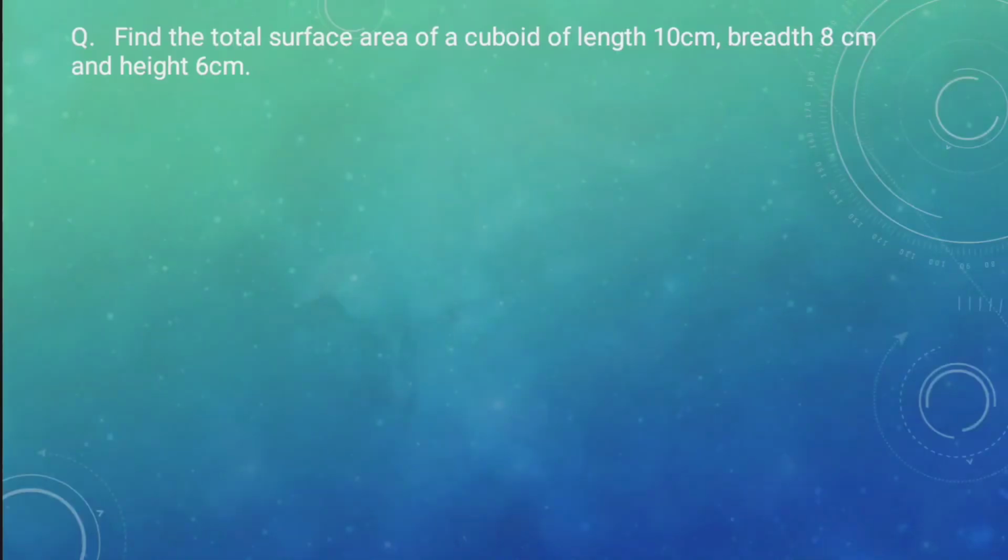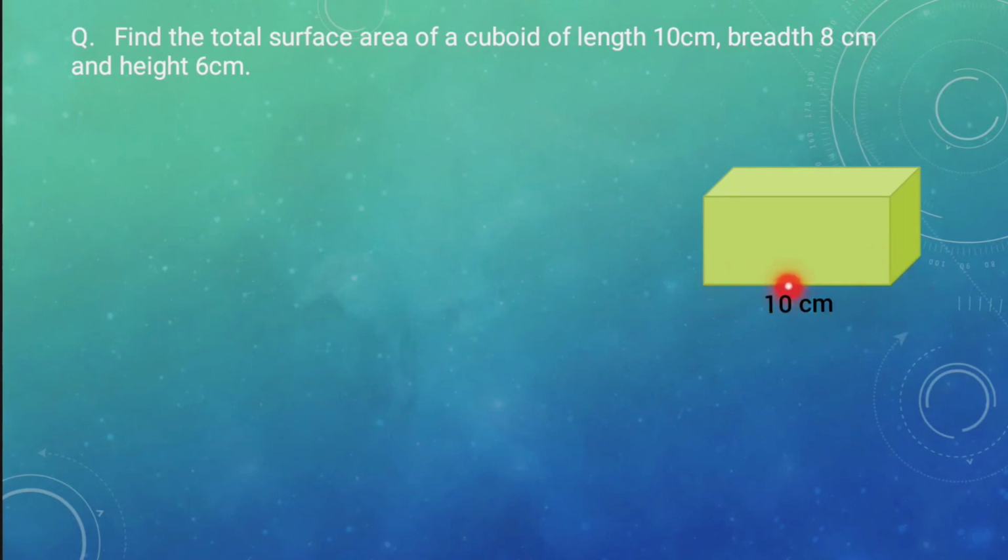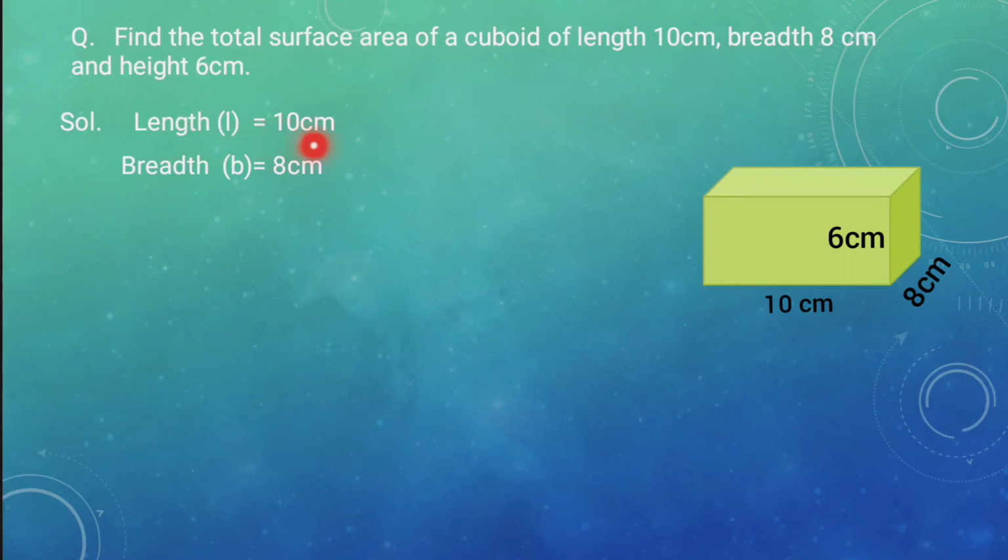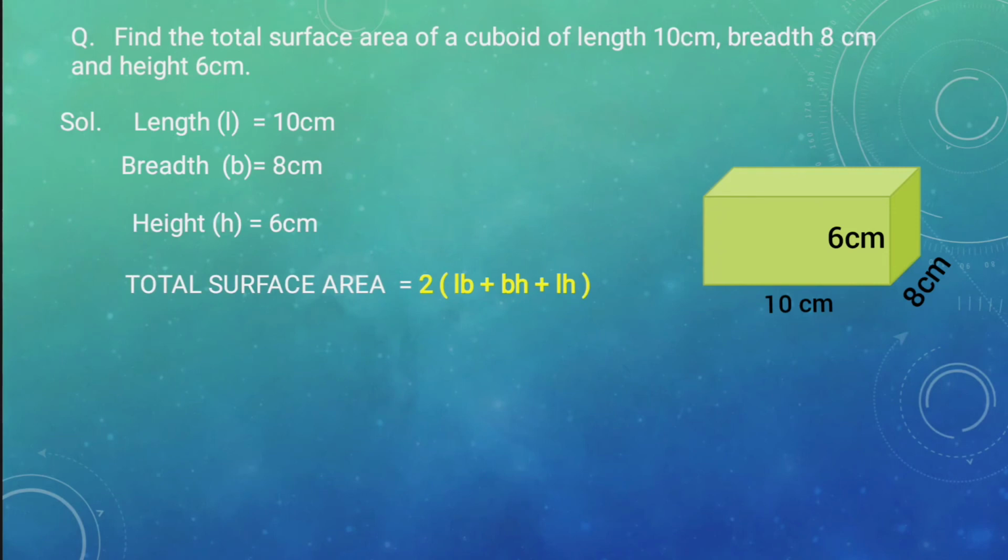Good. Now let's find out total surface area of cuboid whose length is 10 centimeters, breadth is 8 centimeters and height is 6 centimeters, right? So let's find out. Here it is given that length is equal to 10 centimeters, breadth is equal to 8 centimeters and height is equal to 6 centimeters. So let's find out total surface area using this formula. 2 multiplied by (LB plus BH plus LH). We will substitute the values of L, B, H here.